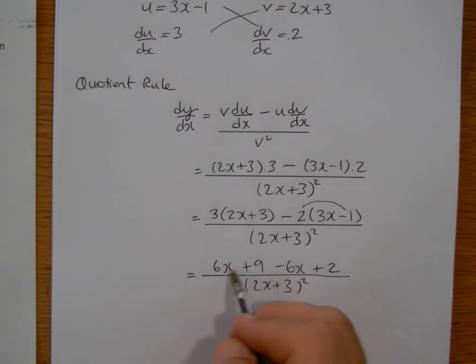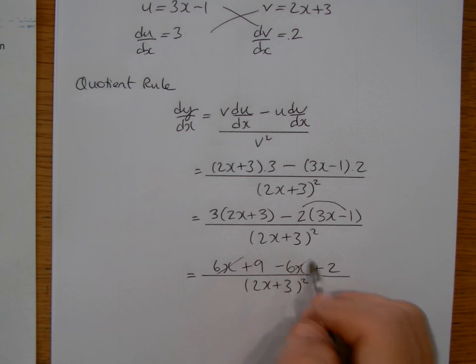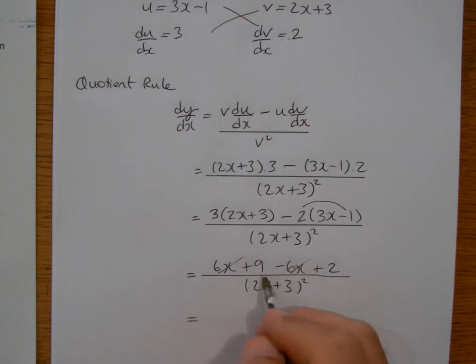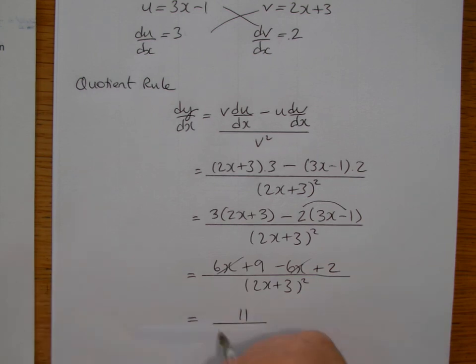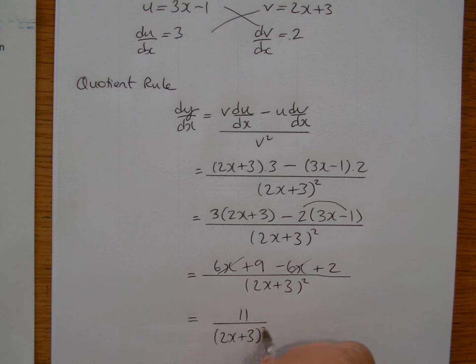And then what you'll notice nicely in this case is the 6x actually cancels, doesn't it? So that is quite nice. And you get on top 9 plus 2 is 11, all over 2x plus 3 squared.